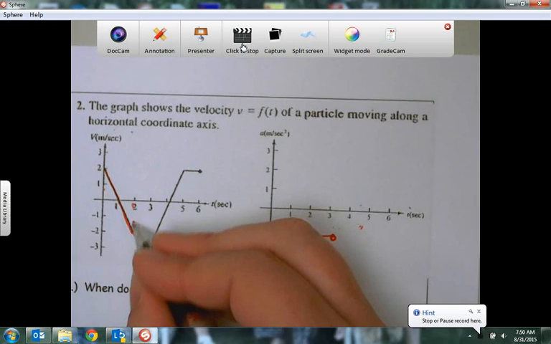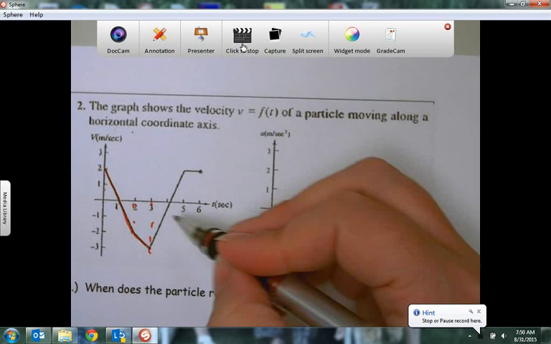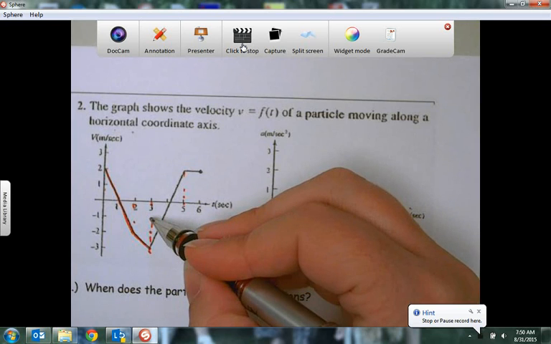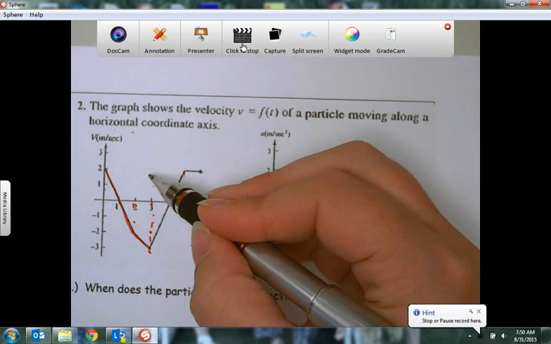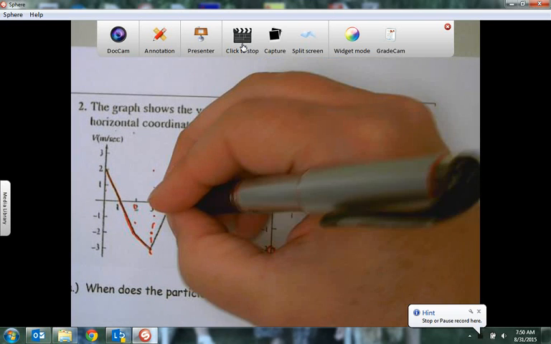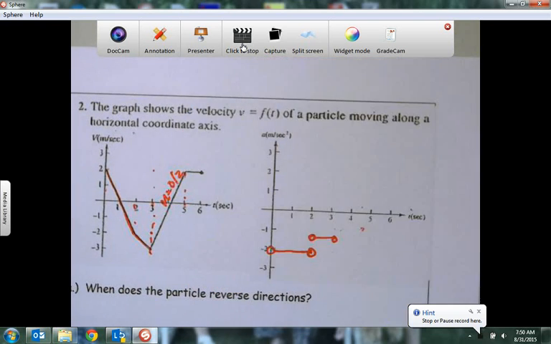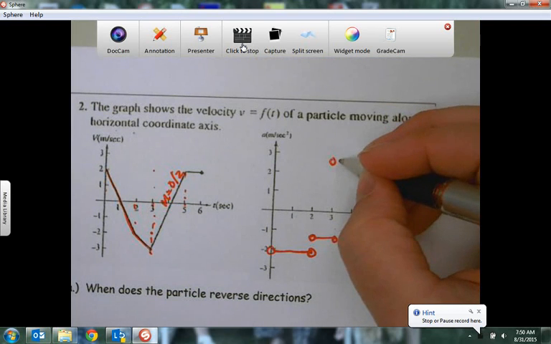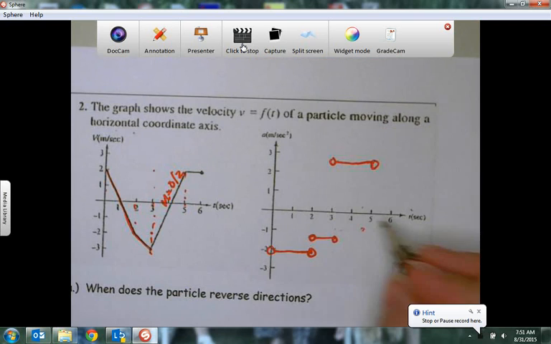And then from 3 until 5, let's see, I go up 5 over 2, so 5 halves, which is about 2.5, and that was from 3 to 5. And then it's constant from 5 to 6. There's my acceleration.